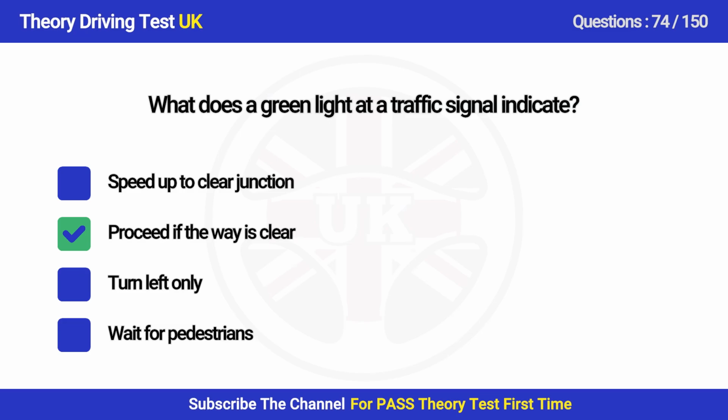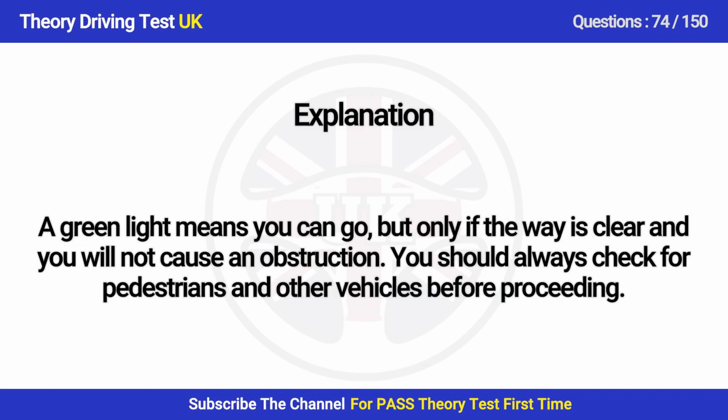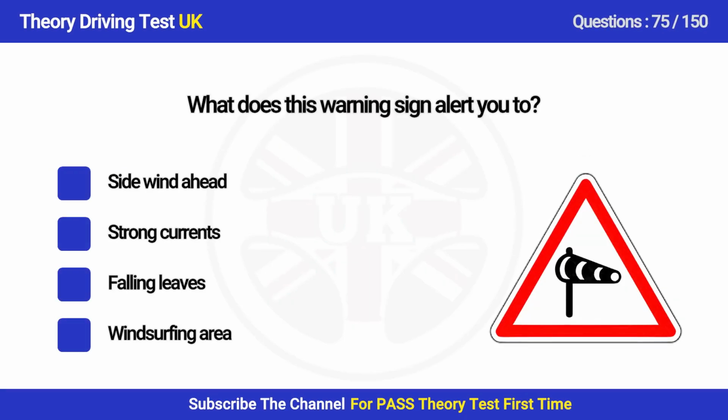Answer is B. Proceed if the way is clear. A green light means you can go, but only if the way is clear and you will not cause an obstruction. You should always check for pedestrians and other vehicles before proceeding. Question 75. What does this warning sign alert you to?